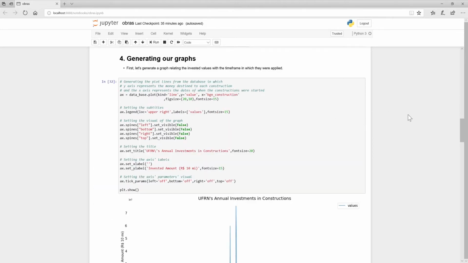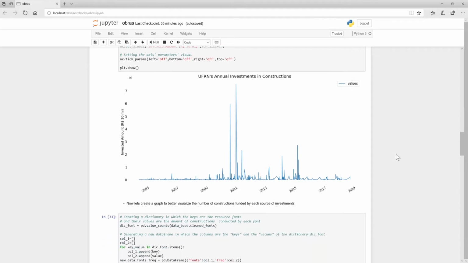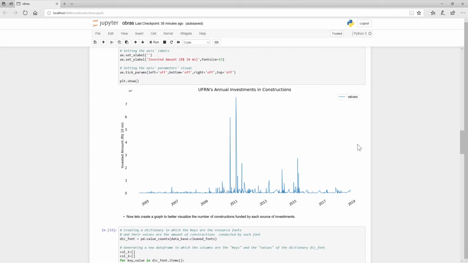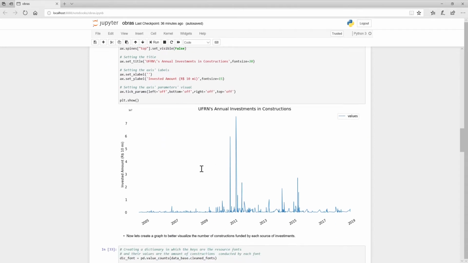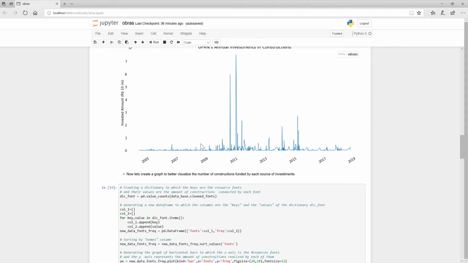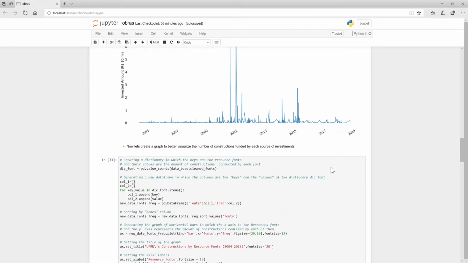Let's start by taking a look at our first graph. This one shows invested money by the years, so we can see that in 2011 is when they had a lot of money to invest. So all of our code is detailed. We have comments on all the parts, so you can see for yourselves later to check it out.